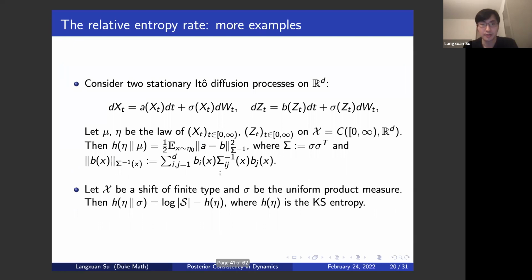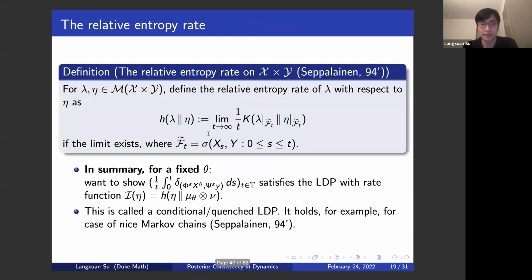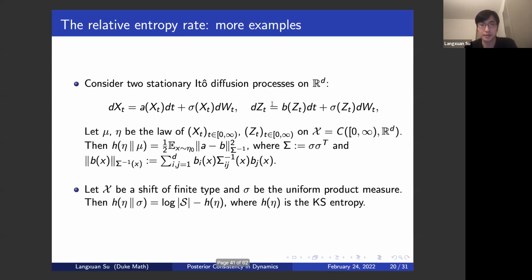Okay, before I move to the next step: here it is for fixed theta, but again, recall that for the characterization, we need to show it for any distribution on theta, right? But before that, let me give you more examples of the relative entropy rate.